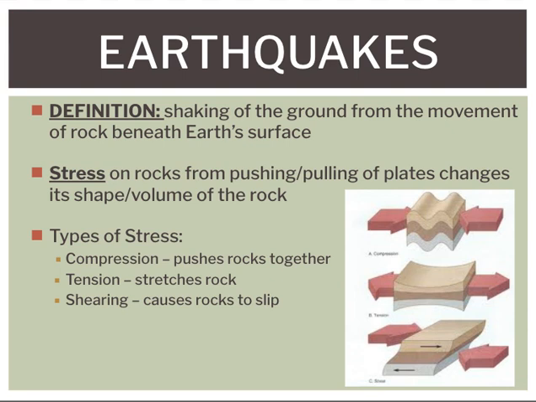When we have convergent boundaries, they compress or push rocks together. Divergent boundaries stretch rocks apart, creating tension stress. And the third type of stress is called shearing, where the rocks slip past each other at transform boundaries. All of this stress can cause rocks to break.